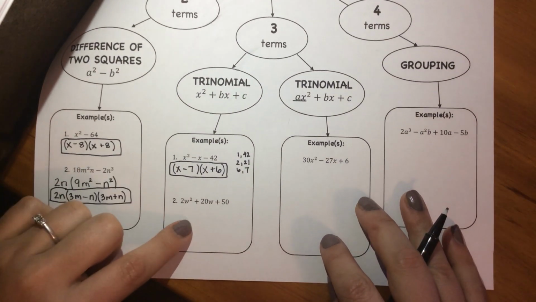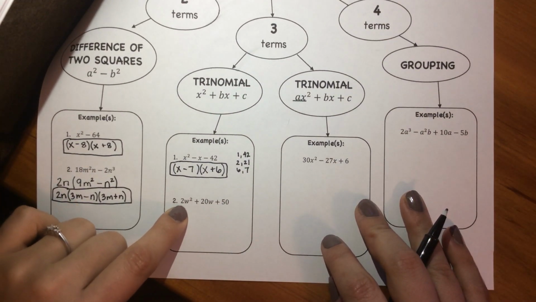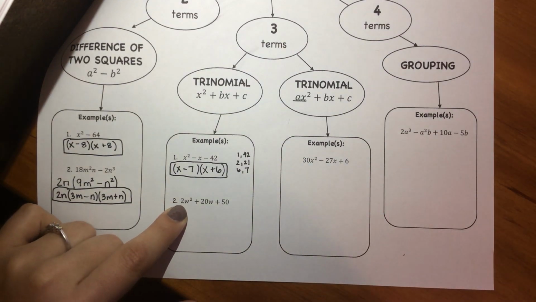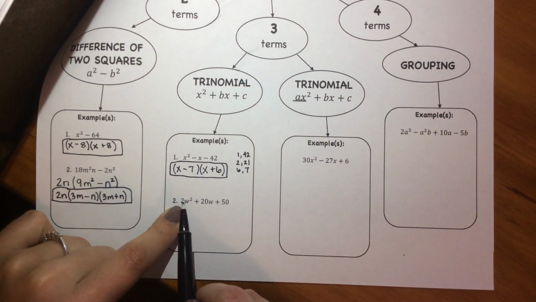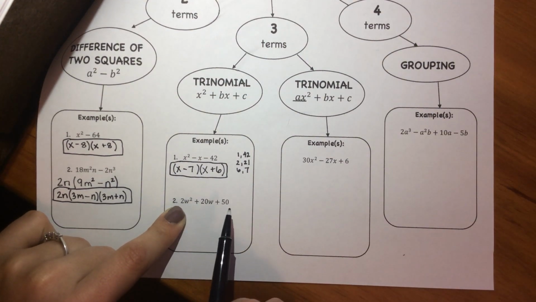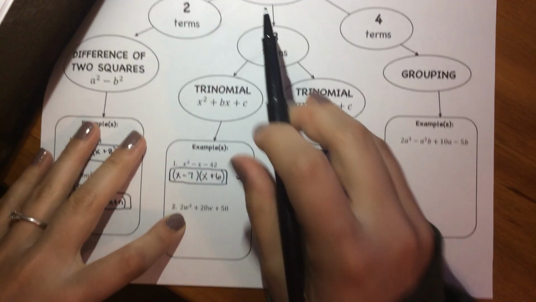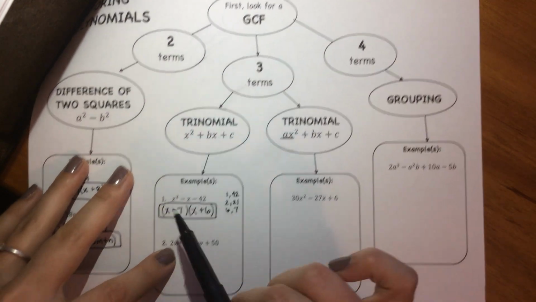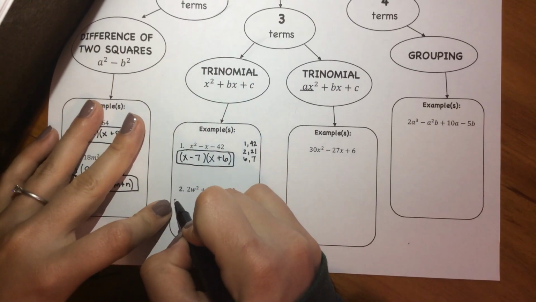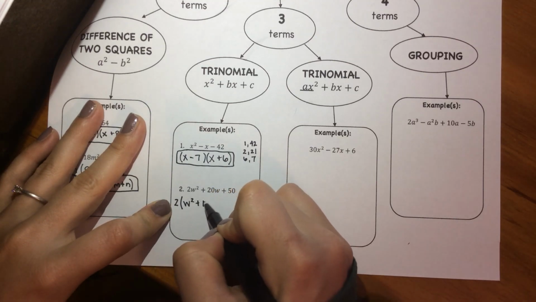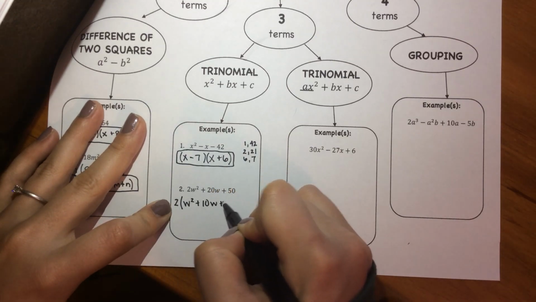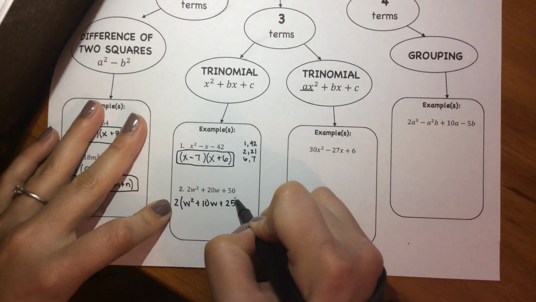Okay. Now, this guy, I know it has a coefficient out in front here. So you're probably saying, well, that doesn't belong in this category. But what do you notice about 2w squared plus 20w plus 50? It has a GCF of 2. So I'm going to factor out the GCF of 2, and I'm left with w squared plus 10w plus 25.